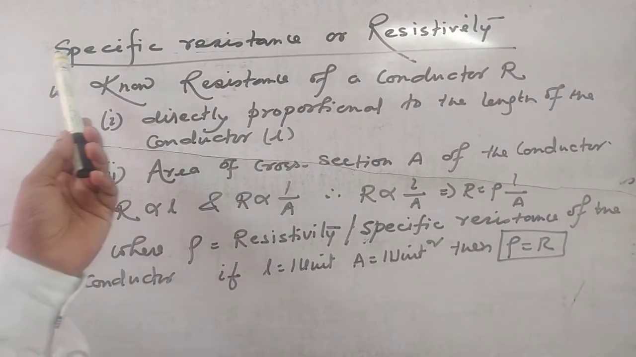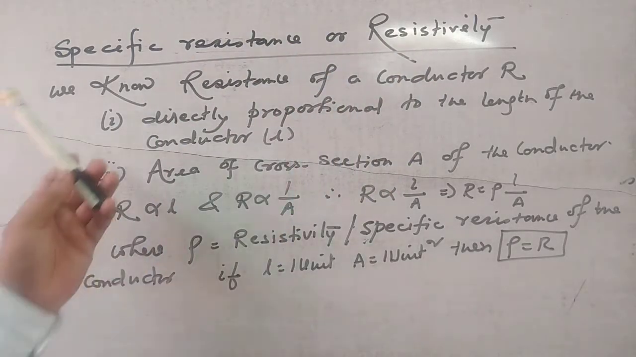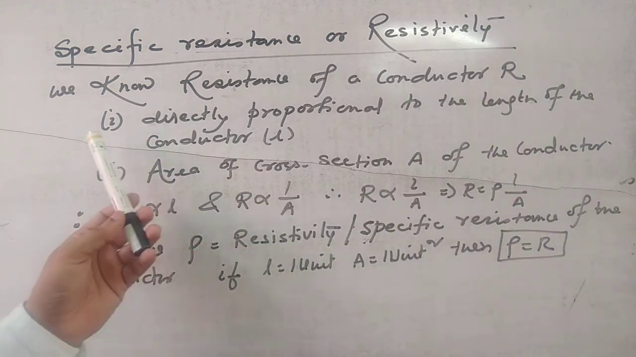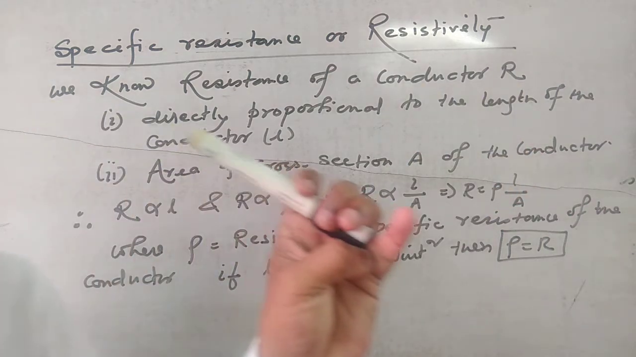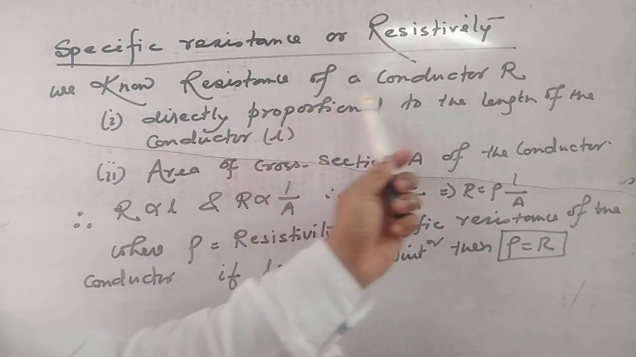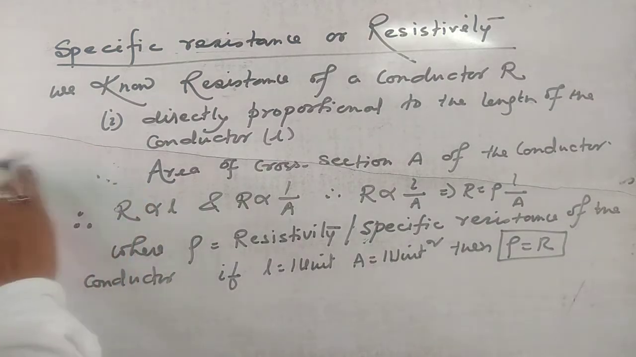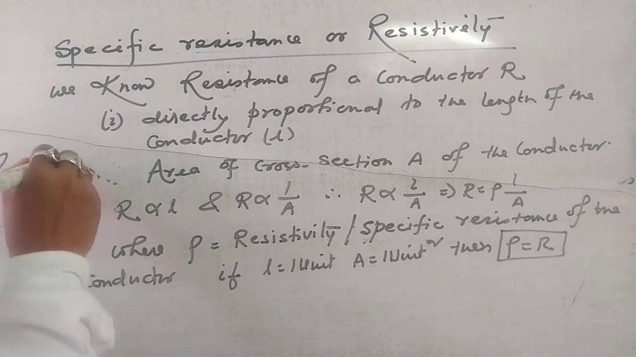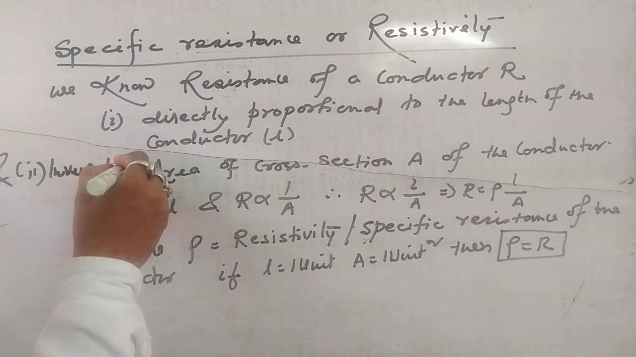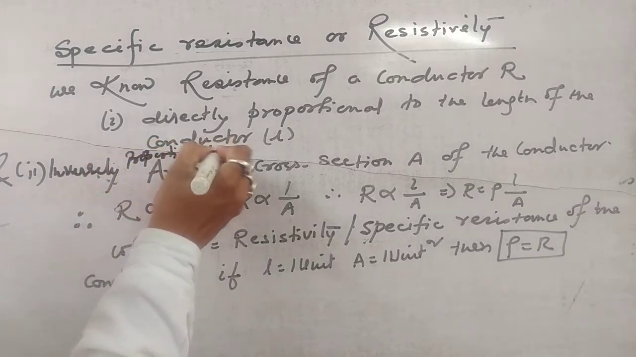Now we are going to discuss specific resistance or resistivity. We know the resistance R of a conductor depends upon the length of the conductor and the area of cross section of the conductor. It is directly proportional to the length of the conductor, and number 2, inversely proportional to the area of cross section of the conductor. Is it clear?